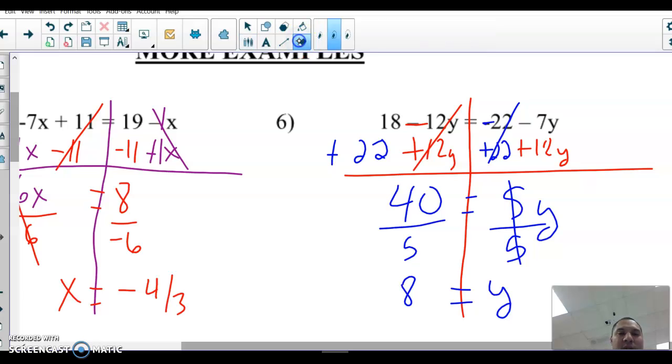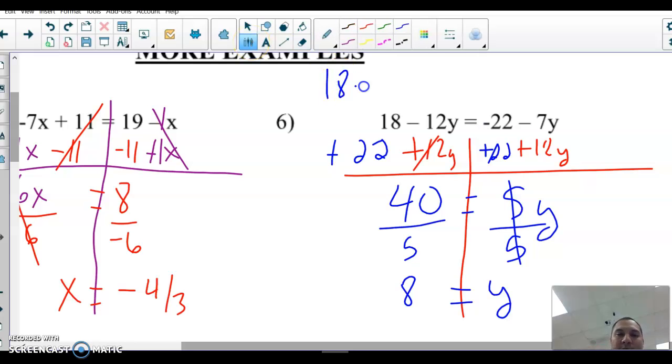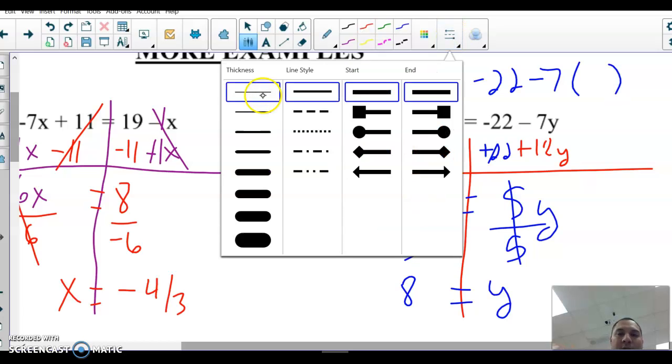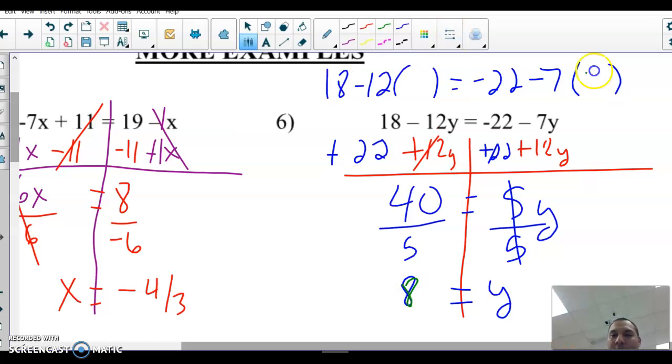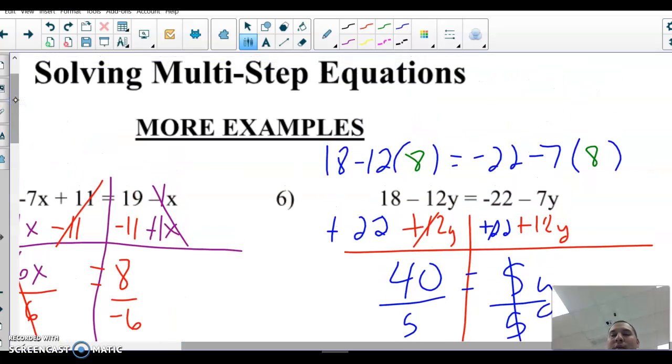So take your original equation, replace the y, so 18 minus 12 times my y, negative 22 minus 7 times my y. In this case, it's 8. And you just want to make sure both sides match up. So we will get negative 22 minus 56. That's going to be negative 78 on that side.